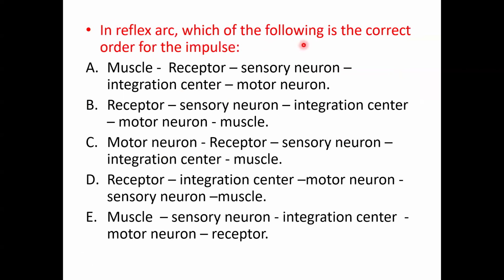In a reflex arc, which of the following is the correct order of the impulse? Yes. Read carefully and try to answer. Number E must, no, sorry, I'm sorry. Number B: receptor, sensory neuron, integration center, motor neuron, and muscle. So the answer is number B.